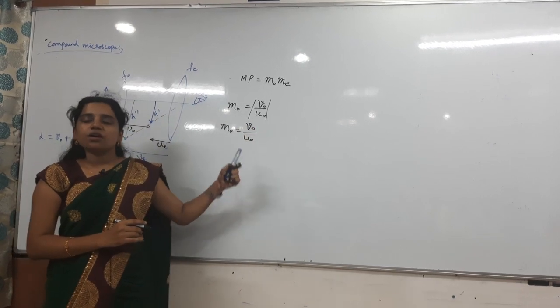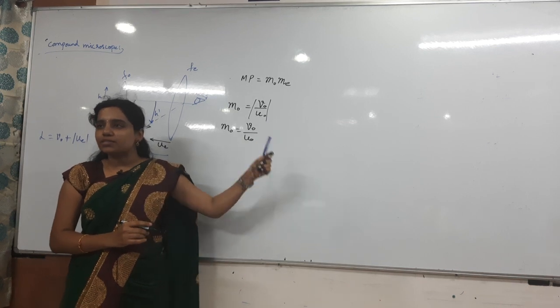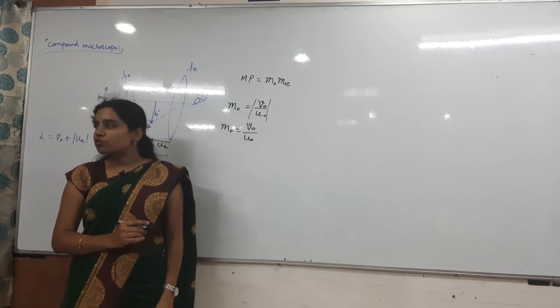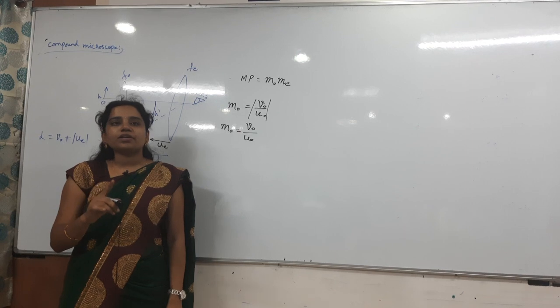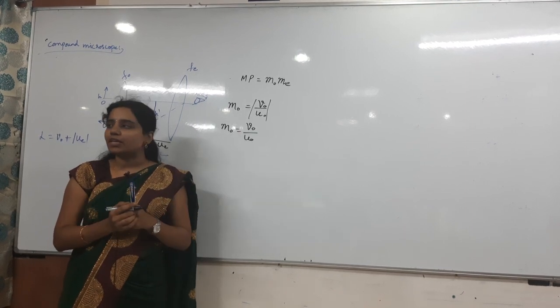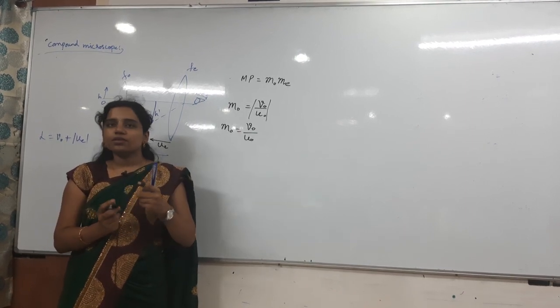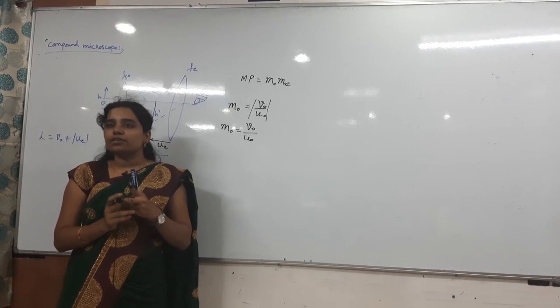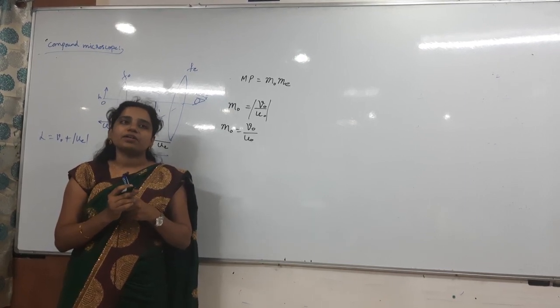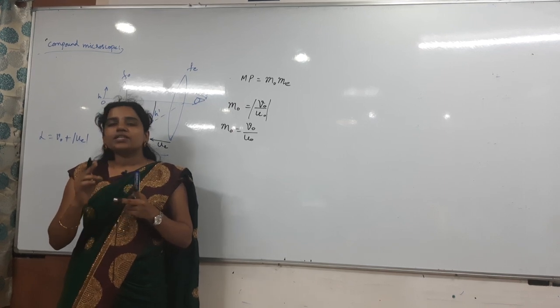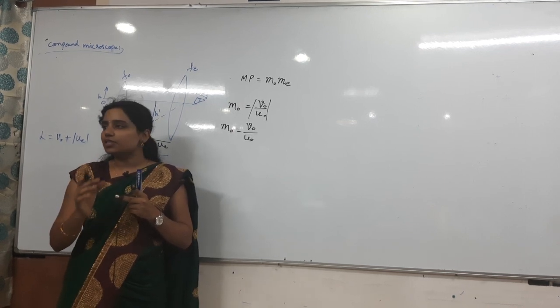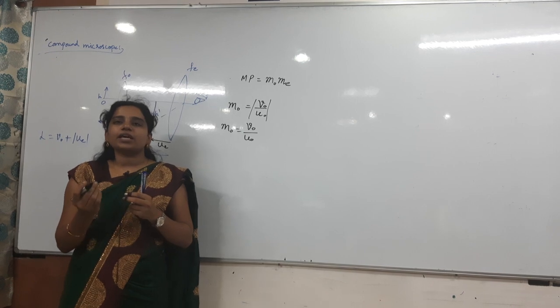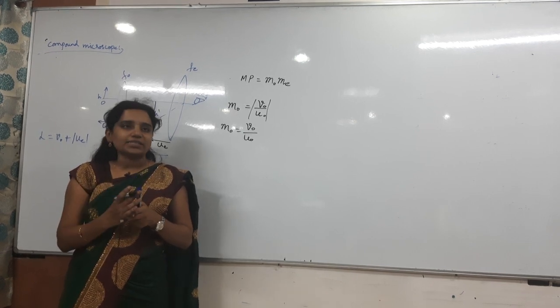Then for the case of the eyepiece lens, I said the eyepiece lens is nothing but a simple microscope. For the simple microscope, we have two types of magnifying powers: one for the relaxed eye, another for the strained eye. For the relaxed eye, the magnifying power is D by F. For the strained eye, it is 1 plus D by F. In almost all cases we will take the relaxed eye only.